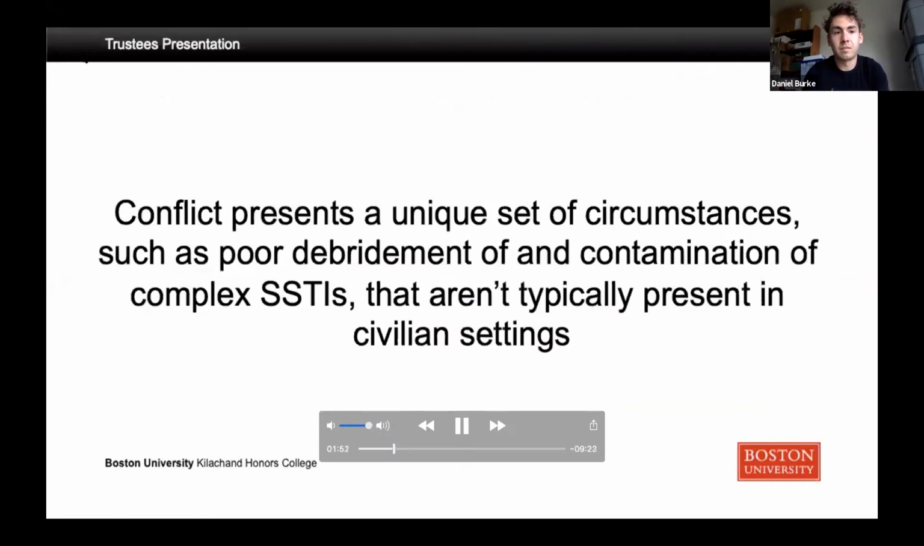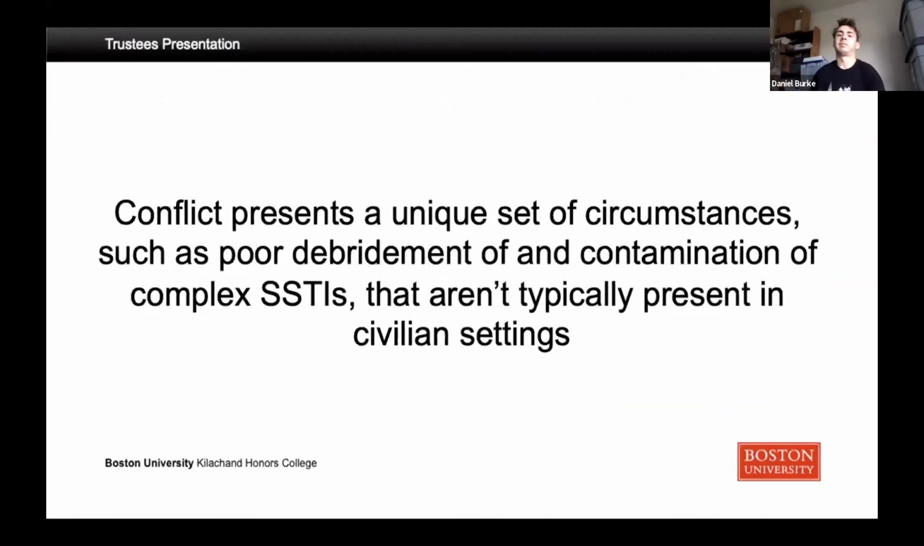The issue with using the civilian paradigm is that conflict presents a unique set of circumstances that we have to take into account, such as poor debridement of necrotic tissue around these traumatic skin and soft tissue injuries and subsequent contamination of these wounds that aren't typically present in civilian settings.